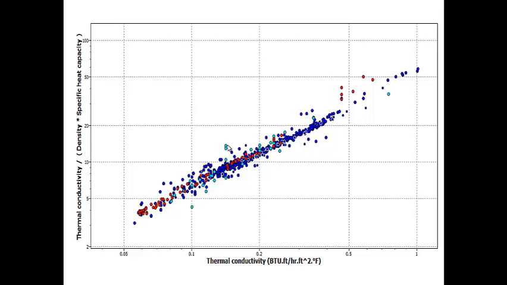Here's a plot of the thermal conductivity of polymers from CES versus the calculated value for the thermal diffusivity. And what you can see is that for most polymers, the values tend to follow a linear relationship. That is, as thermal conductivity increases, thermal diffusivity increases proportionally, which is what you'd expect given the equation in the previous slide.